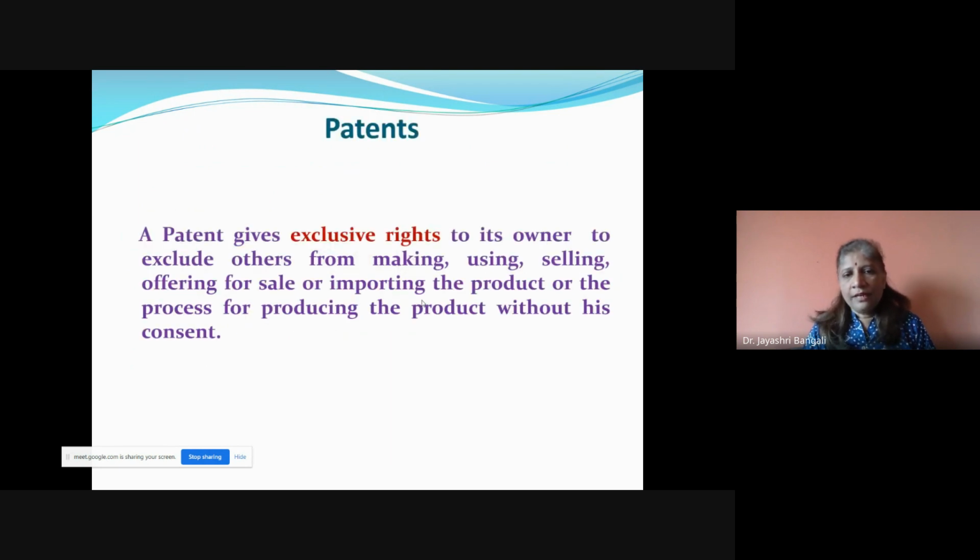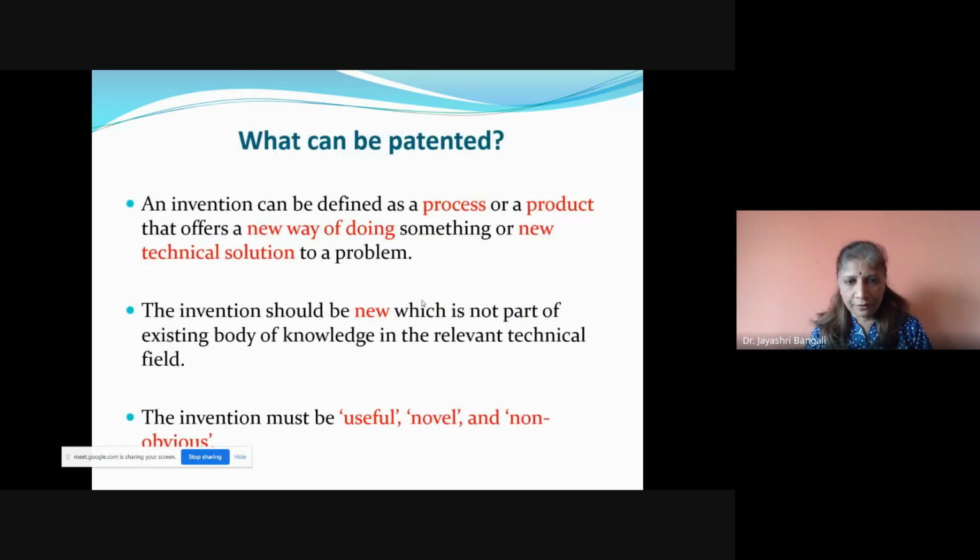As I already explained what a patent is, a patent gives the exclusive right to its owner to exclude others from making, using, selling, offering their product. So this is actually the patent. It gives the exclusive right to the owner or the inventor. Now just imagine what can be patented. Any process or any product cannot be patented. It should be new, and there are some conditions that should be fulfilled. Only then can you file a patent for your invention.